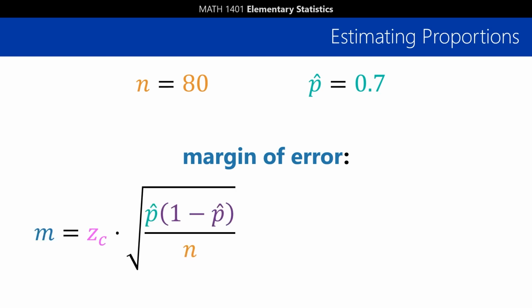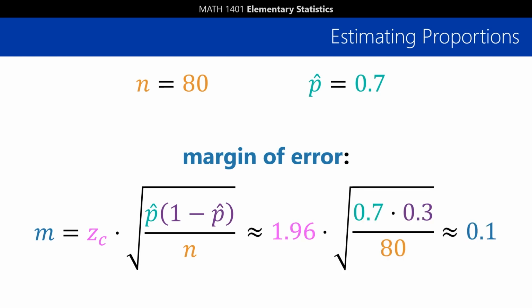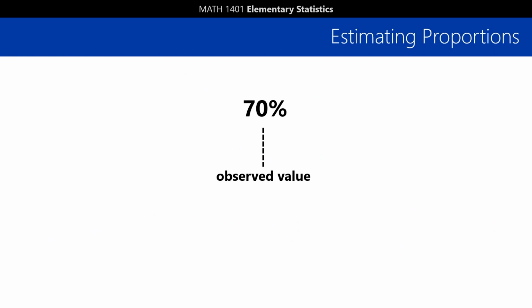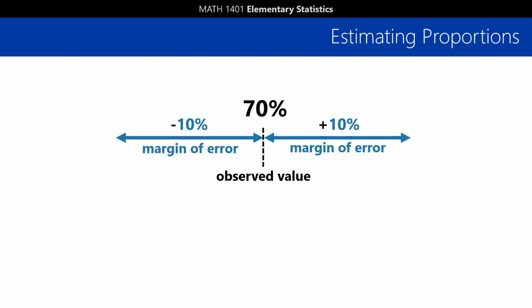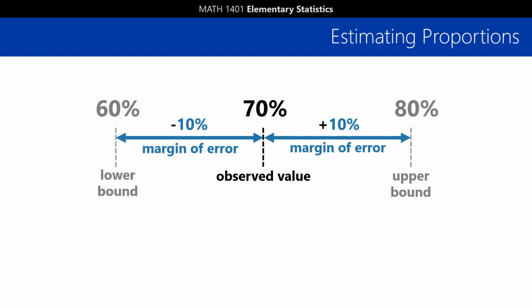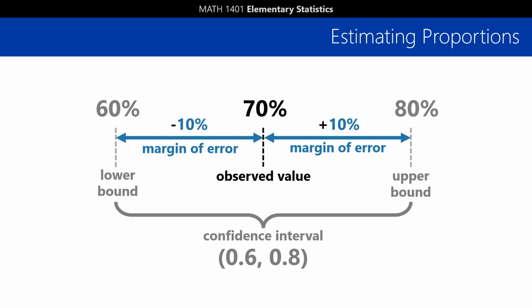All we do is multiply our critical z-value, which remember we got from our confidence level of 95%, by our estimated standard error. In this case, if we work everything out, we get right about 0.1. In other words, that 70% that we got for our sample proportion of how many people support the new government program, we're estimating that the true population proportion might be off by as much as 10% in either direction. That is, we think it could be as low as 60% or as high as 80%. So our confidence interval ranges from 0.6 to 0.8.